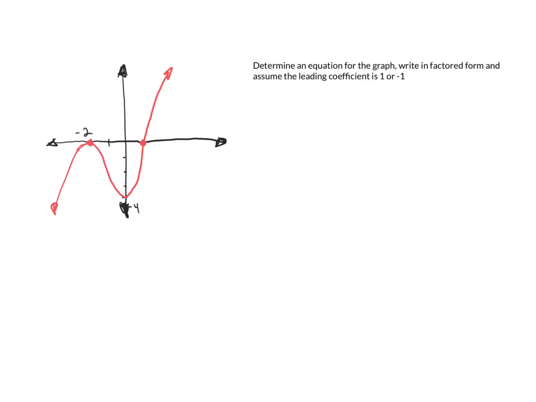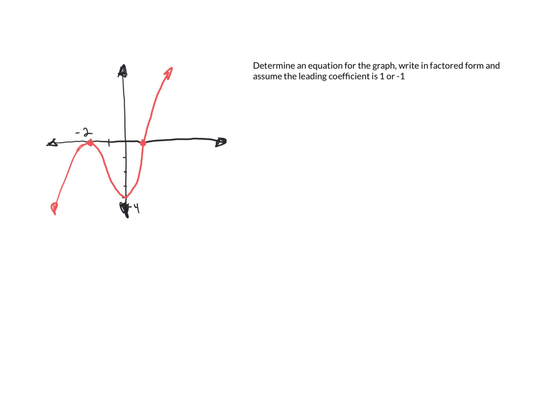So here's the question. It gives us the graph of this function. It's a graph of a polynomial function, and we are asked to determine an equation for this graph. We are asked to write it in factored form and assume that the leading coefficient is 1 or -1.